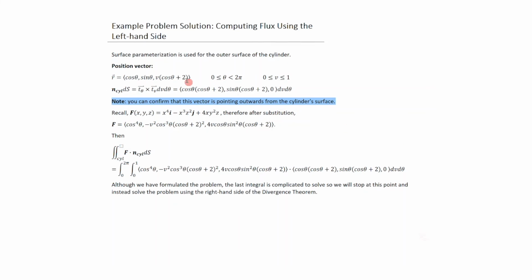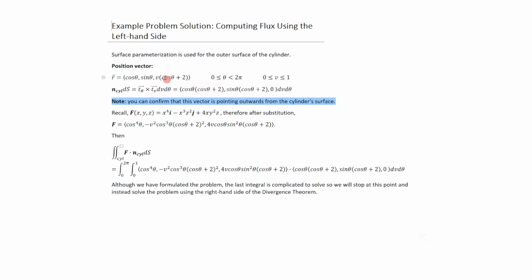Okay, so let's look at the last surface, which is the outer cylinder. In this case, it's better to use surface parameterization. It's easier. So here we have the surface parameterization: cos theta, sine theta, v cos theta plus 2, and v can range from 0 to 1. So this more or less allows us just to frame the outer cylinder. And of course, it'll have sort of a cut in it, and that's indicated here in terms of the z dependency. That's why this has a v in here, a v cos theta plus 2.